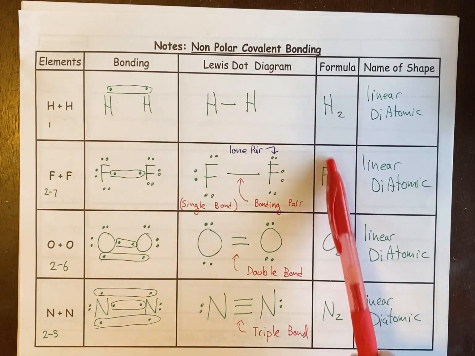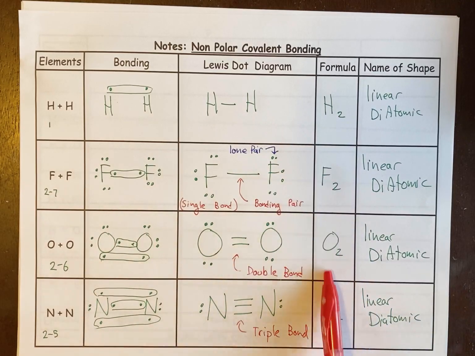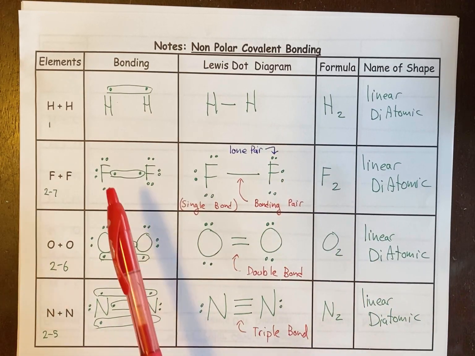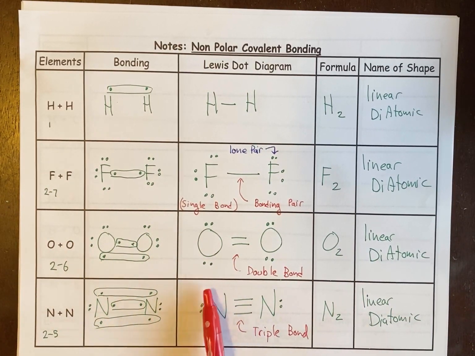So if you look at them right here, if you just look at the formula, they all look like basically the exact same thing. But then if you look at the bonding and the Lewis dot, there's a lot going on, and they are not 100% identical. So just be aware of that. In chemistry, a lot of things are really left for you to understand.